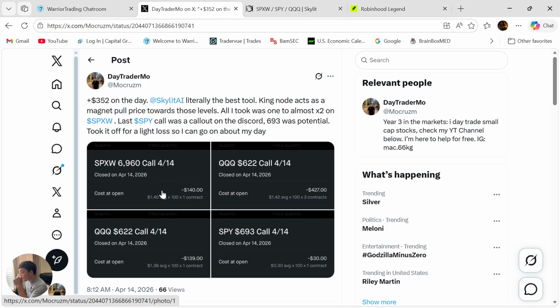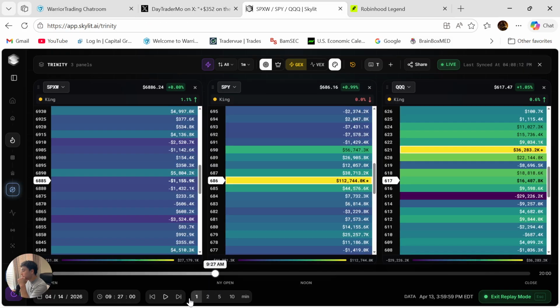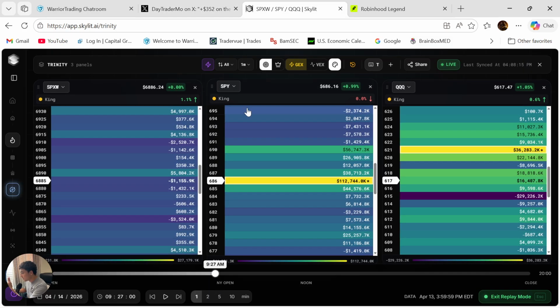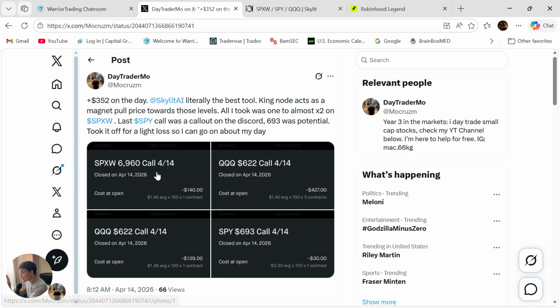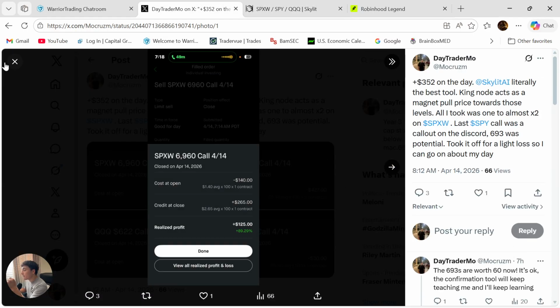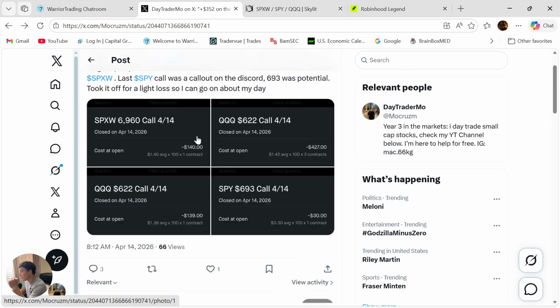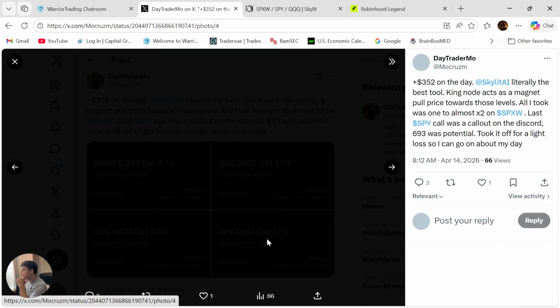So with Skylit AI, I traded SPXW. I'm gonna go over that first because the king node matters on Skylit. It has the three: SPX, SPY, and QQQ. Mind you, on one contract I made $125, and these went up to $800. I'm gonna show you guys a clip of what I missed out on and my SPY call.